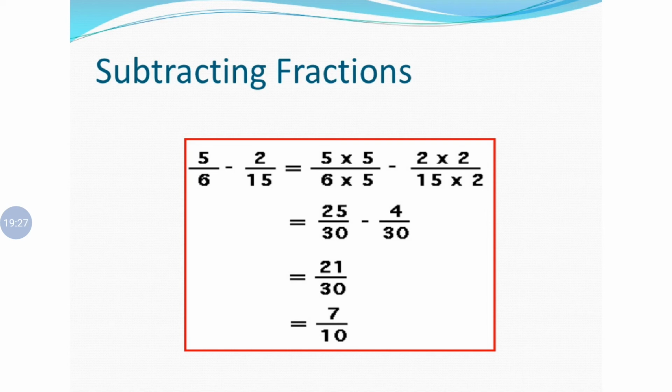So reduce to the simplest form. Numerator and denominator divided by 3 by 3. 21 divided by 3, 30 divided by 3. 7 3s are 21. 10 3s are 30. So we get the value 7 by 10.